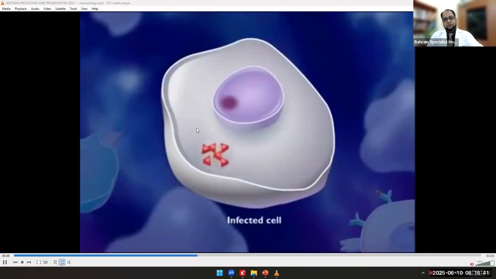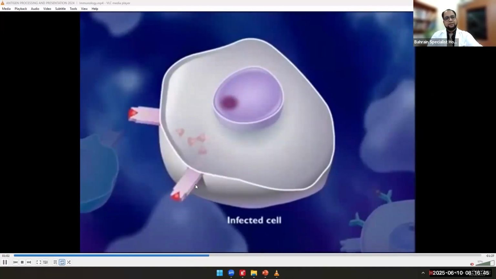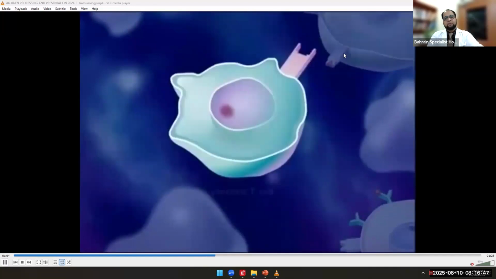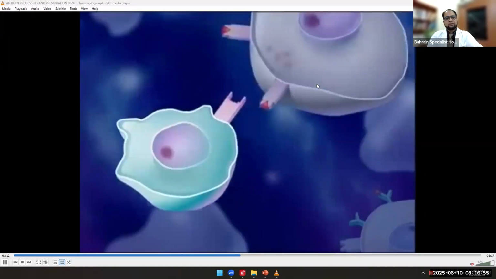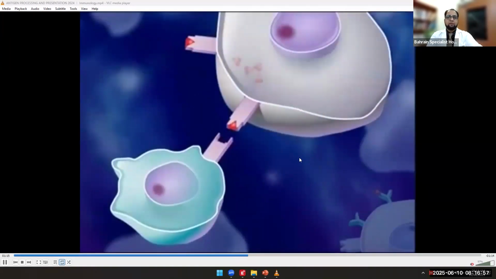So this is a depiction of a normal cell, when the antigen is taken up by the cell, it presents as an antigen presenting cell to the cytotoxic T cell, and they will initiate the process of destruction of the cell through granzyme and perforin secretion and cause lysis of the cell.